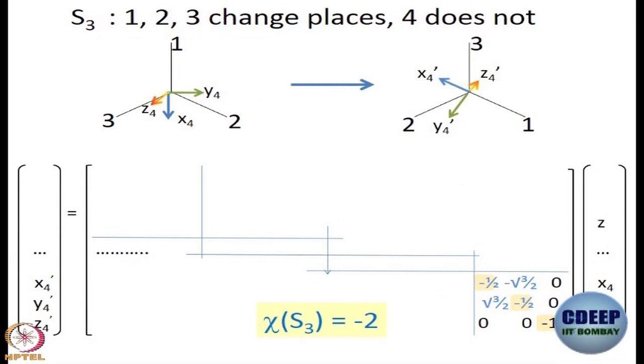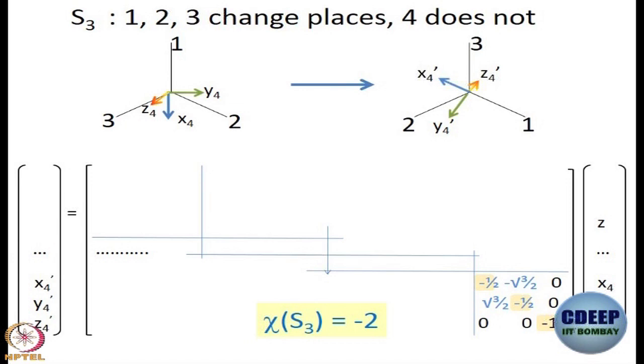S3, what happens when I do S3? S3 is similar to C3 in that 1, 2 and 3 interchange places, 4 remains in its own place. What is the only difference? You are doing an additional reflection. So, Z will become minus Z, that is all. Okay. So, what is it then?